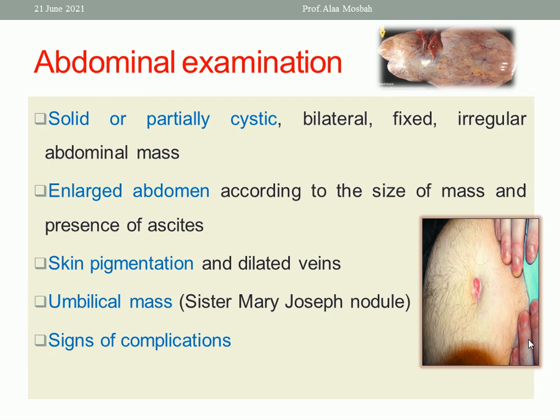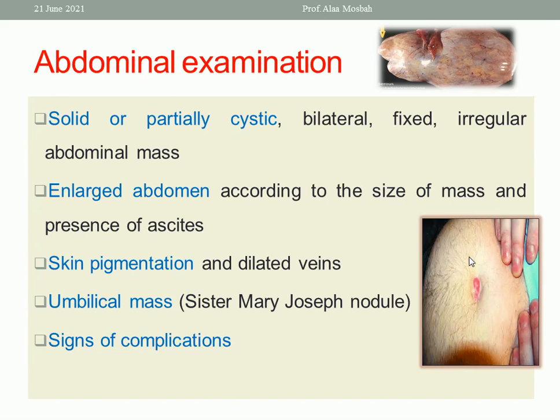During abdominal examination, as you see in the picture, you can palpate a mass, and this mass may be solid or partially cystic. The mass may be on both sides, may be bilateral, may be fixed or of limited mobility due to infiltration of the surrounding structures, irregular in its contour. There is enlargement in the abdominal size.